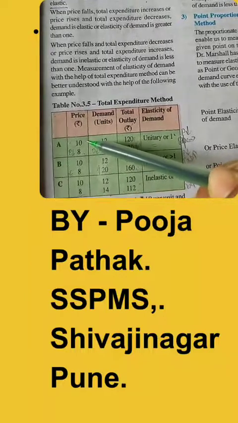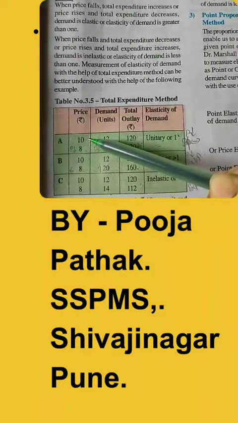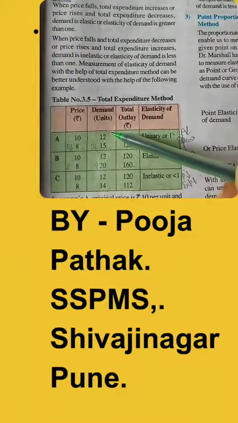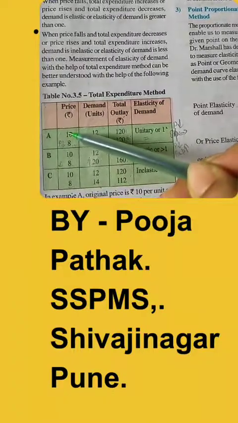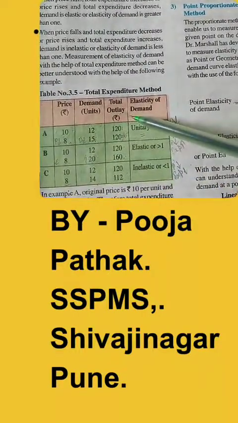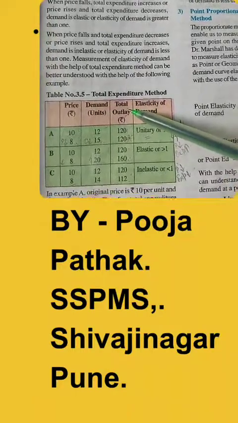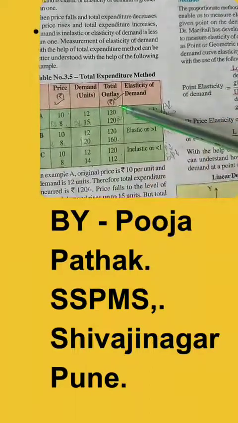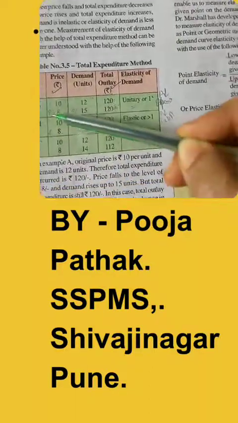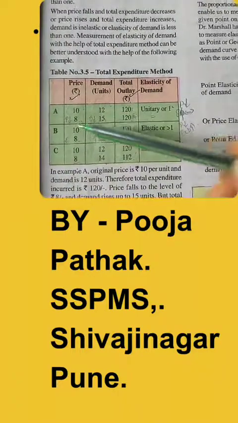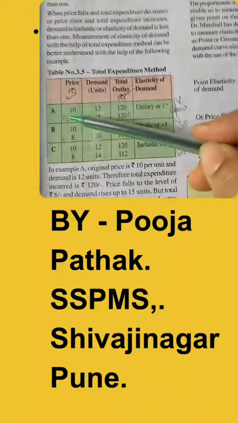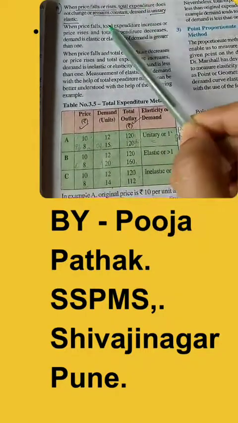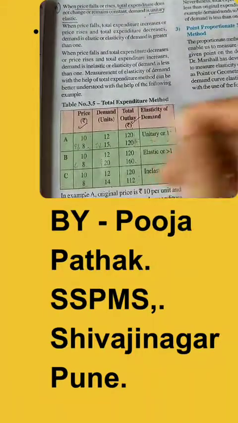Okay, now what is the original price? The original price is 10. Now what is the demand? The demand is 12. We have to study what happens to the expenditure when the price changes. So we will be taking into consideration these two columns, price and outlay, and not demand. Demand indirectly comes in, but you have to consider these two columns. Now what has been given over here? Price fall or rise, total expenditure remains constant, demand is unitary elastic.